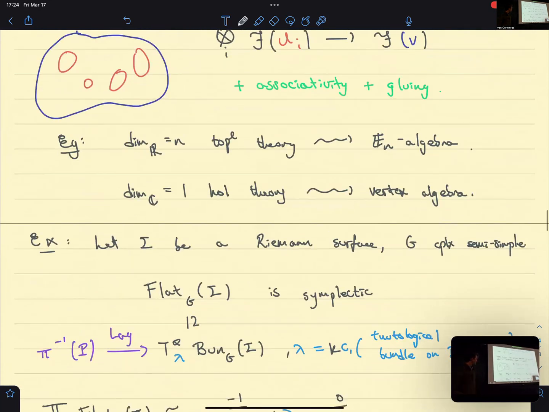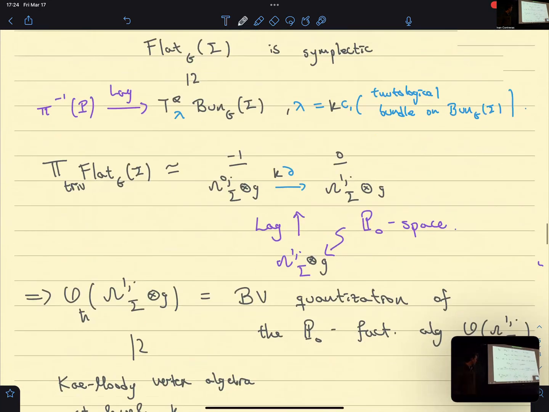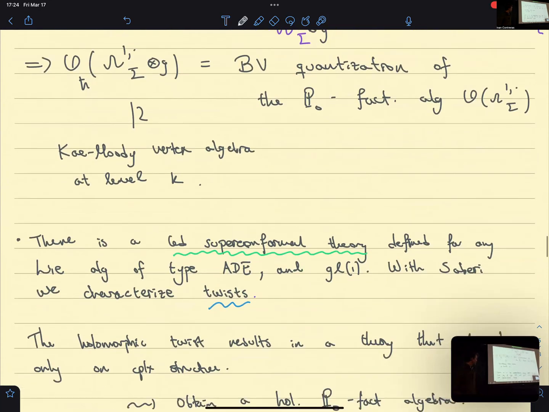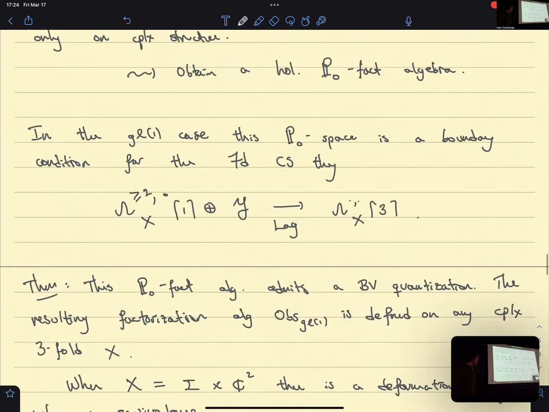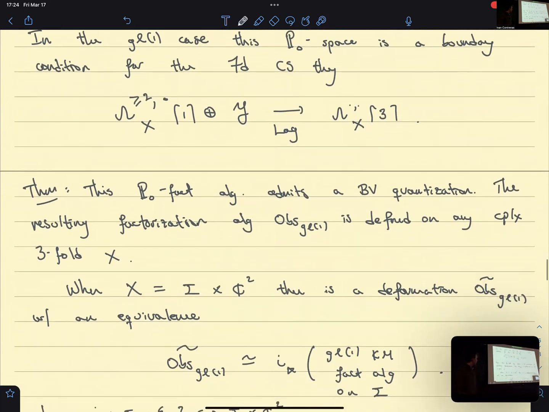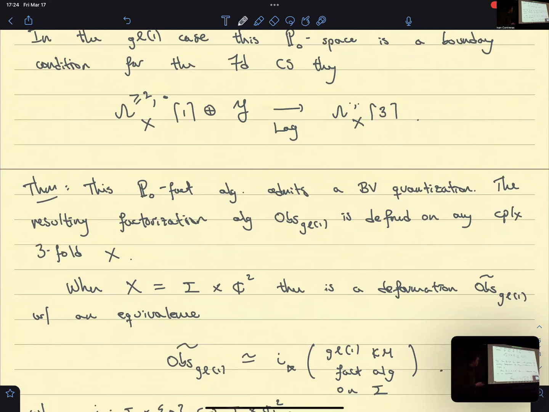So let me say maybe my main result. There's a sense then in which I can study quantizations of this object here. This P0 algebra that I just wrote down, associated to this 6D theory, the claim is that it admits a BV quantization in a very similar way to this quantization of the shifted version of the Kostant-Kirillov structure. And taking into account locality on spacetime, Costello and Gwilliam show that any such field theory gives rise to a factorization algebra.